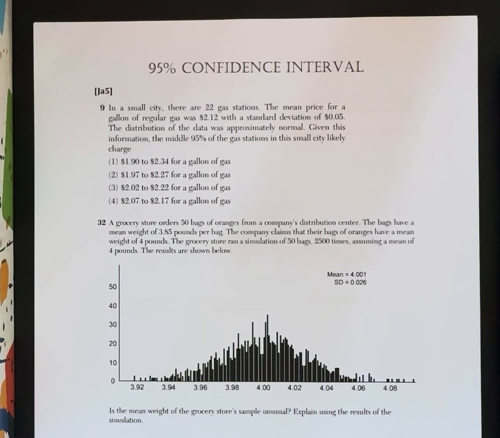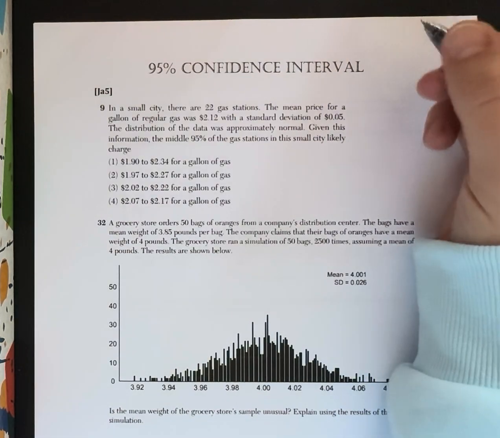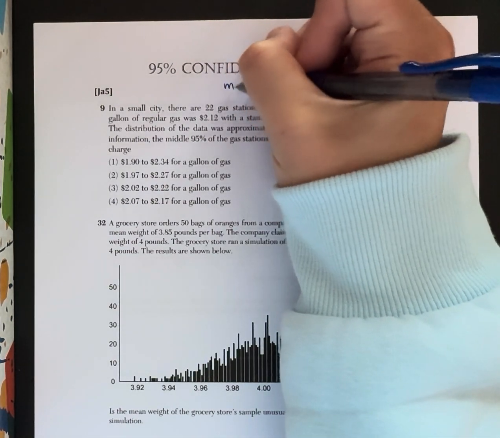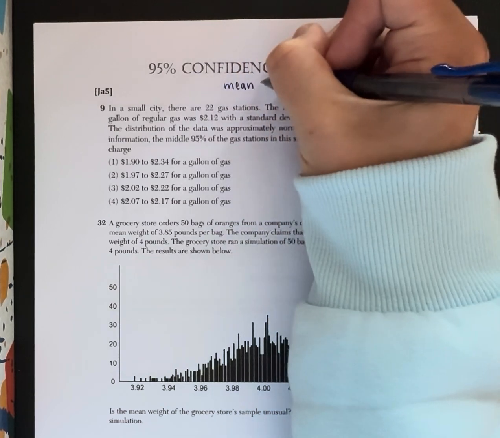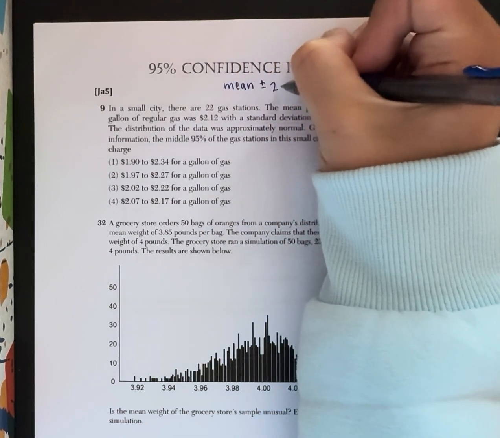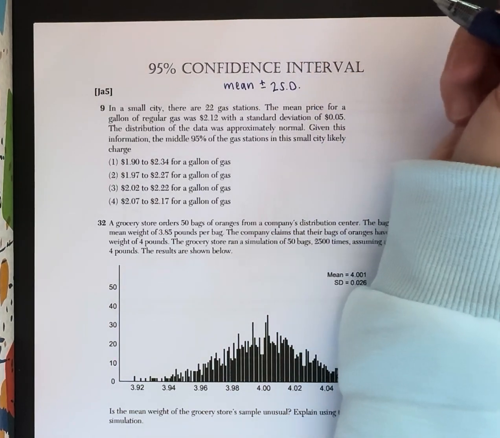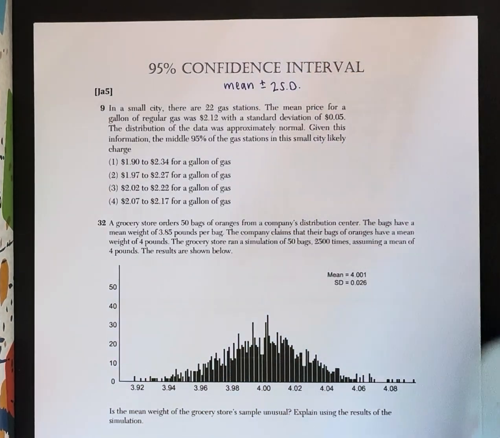Hi everyone, this video goes over the 95% confidence interval. To create a 95% confidence interval, we are going to take the mean and add and subtract 2 standard deviations. That'll create an interval where 95% of the data falls.